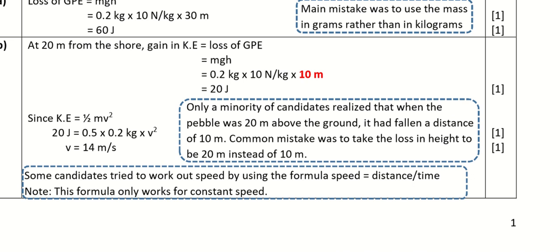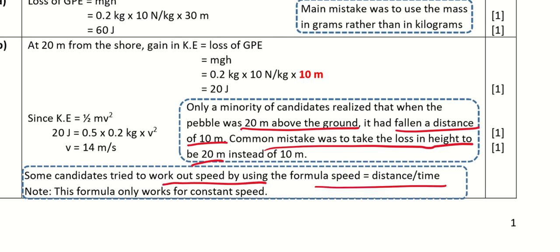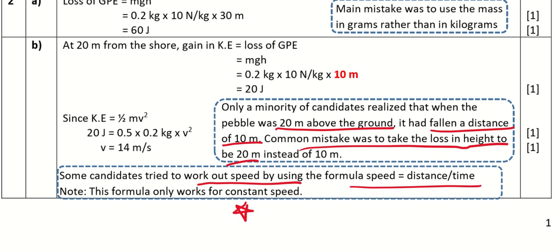Okay, so only a minority of candidates realize that when the pebble was 20 meters above the ground, it had fallen a distance of 10 meters. So common mistake was to take the loss in height to be 20 meters. That means they didn't read the question carefully. Now some students try to work out speed by using a formula speed equals to distance over time. This only works for constant speed. Okay, so this is PSLE level.